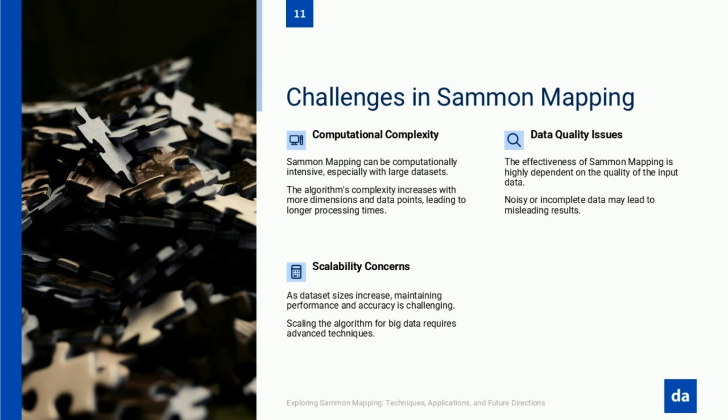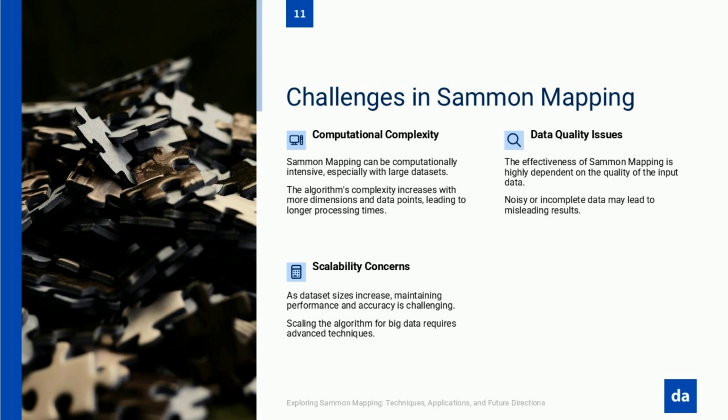Another major hurdle is sensitivity to initialization. The algorithm requires a good starting configuration, and if the initial placement of points is poor, the optimization may get stuck in local minima. This can lead to suboptimal mappings that do not accurately preserve the original relationships. Researchers have attempted to mitigate this by using alternative initialization techniques, such as random projections or pre-reducing dimensionality with PCA before applying Sammon mapping, but the issue persists.